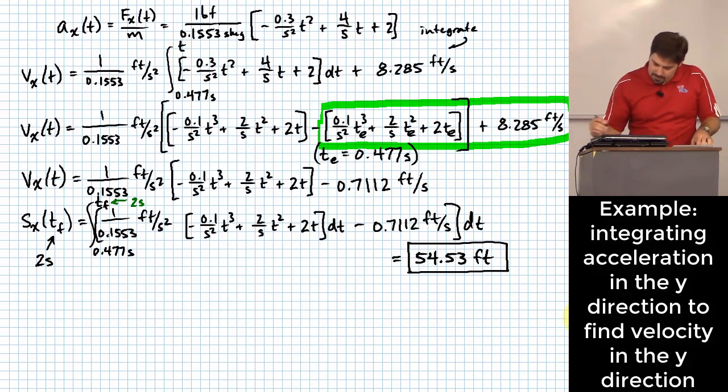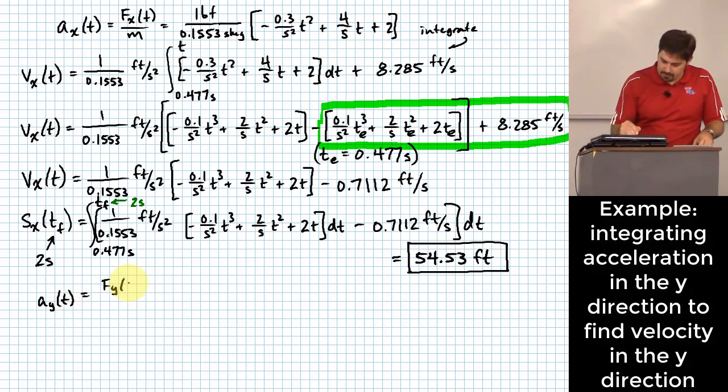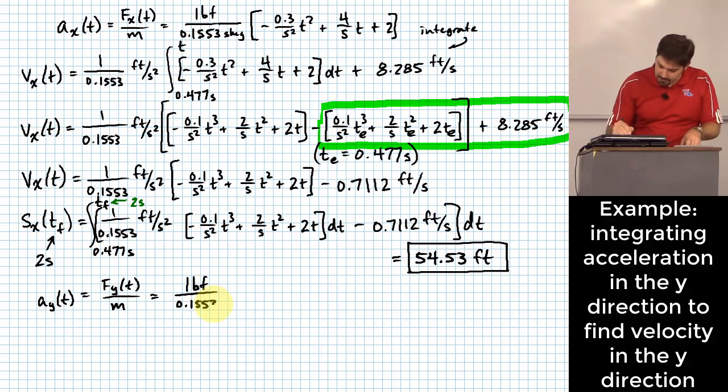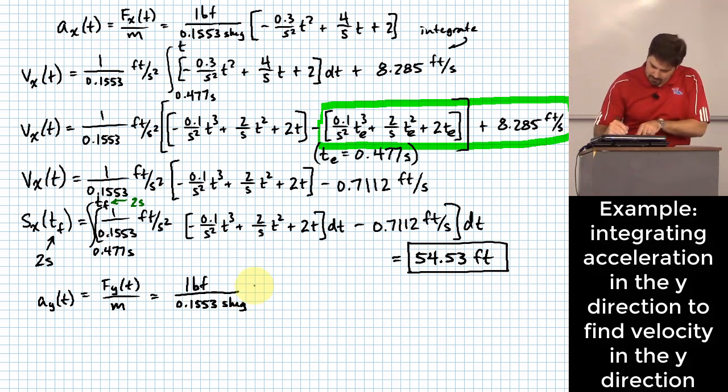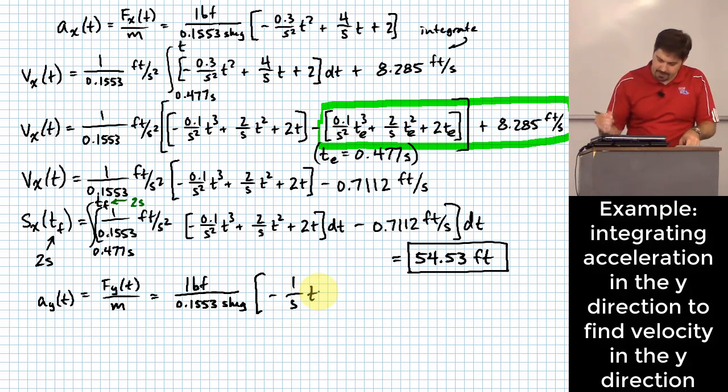So again, we start with the acceleration function, which is just the force function over the mass, which is just equal to pounds force over 0.1553 slug, multiplied by minus 1 over s times t plus 1.